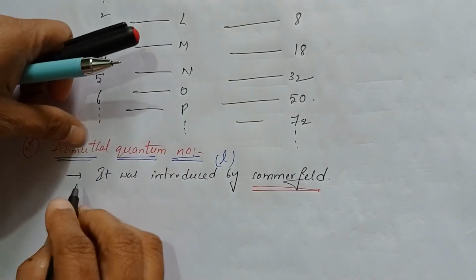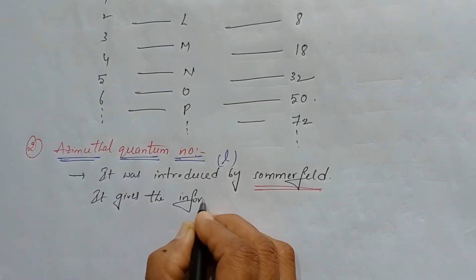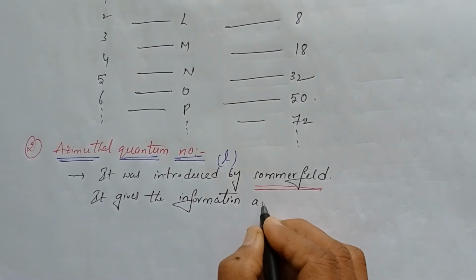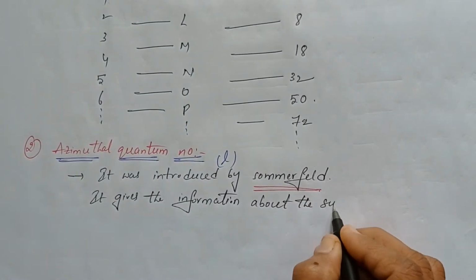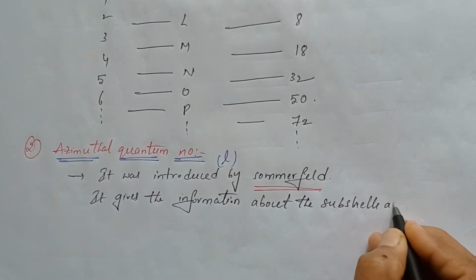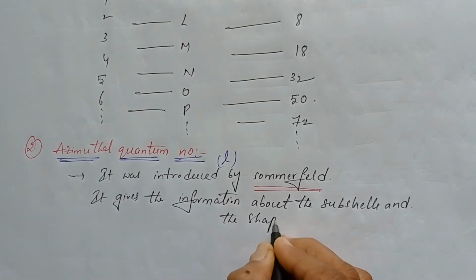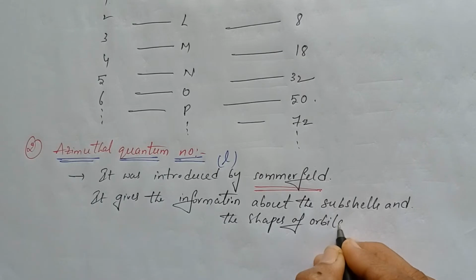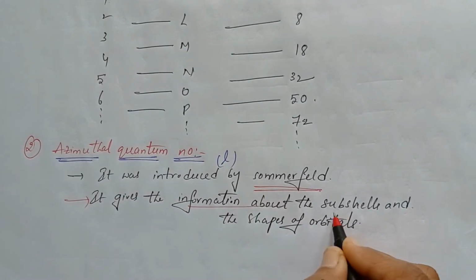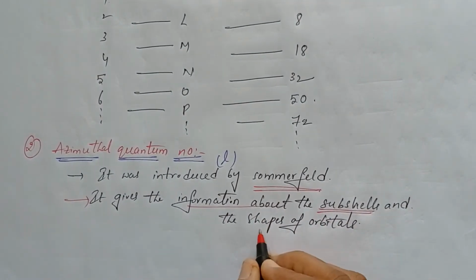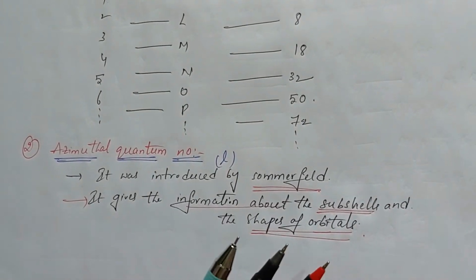Clear this one? So what is the second point, students? It gives the information about the subshells and the shapes of orbitals. Clear, students? So it gives the information about subshells and shapes of orbitals. Subshells and shapes of orbitals.